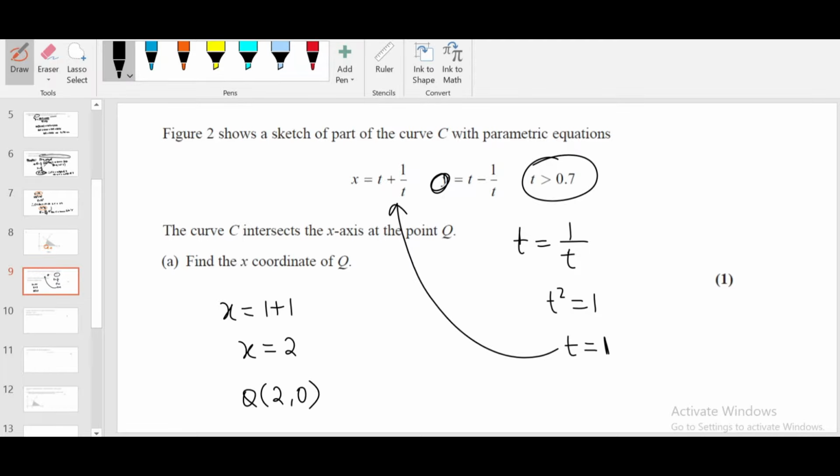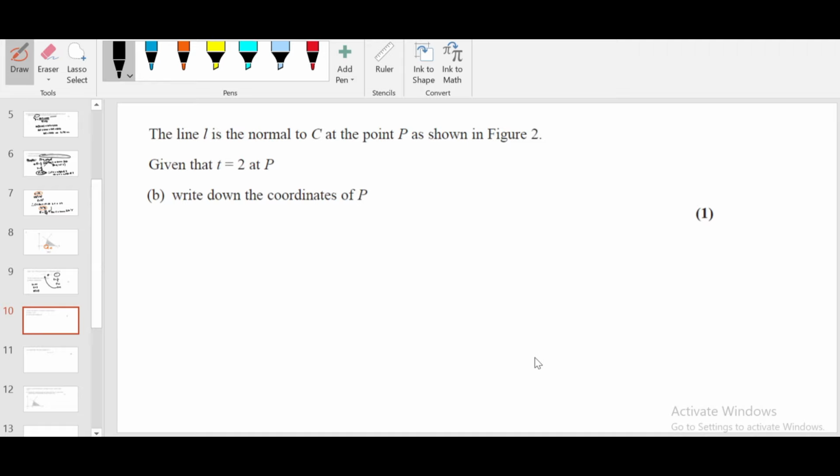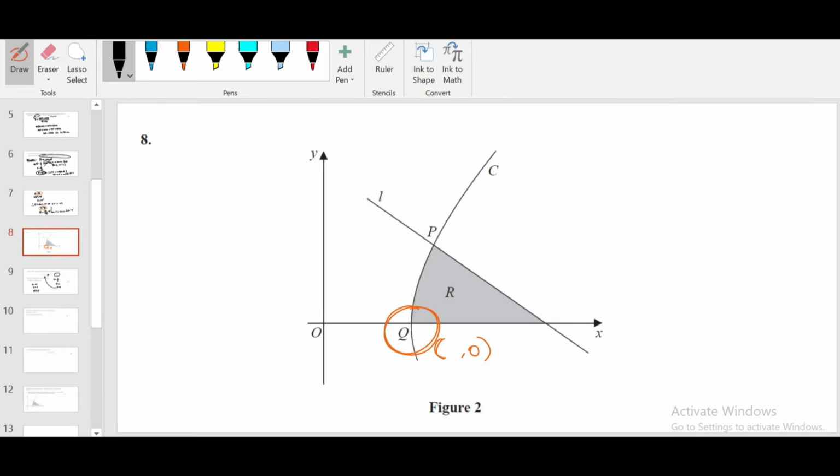You don't need to write the point. You can just write x is equal to 2. It's just one more question. That's all. Part B says the line is a normal to C at the point P. The line actually, we got the coordinate of Q. It's 2 comma 0.